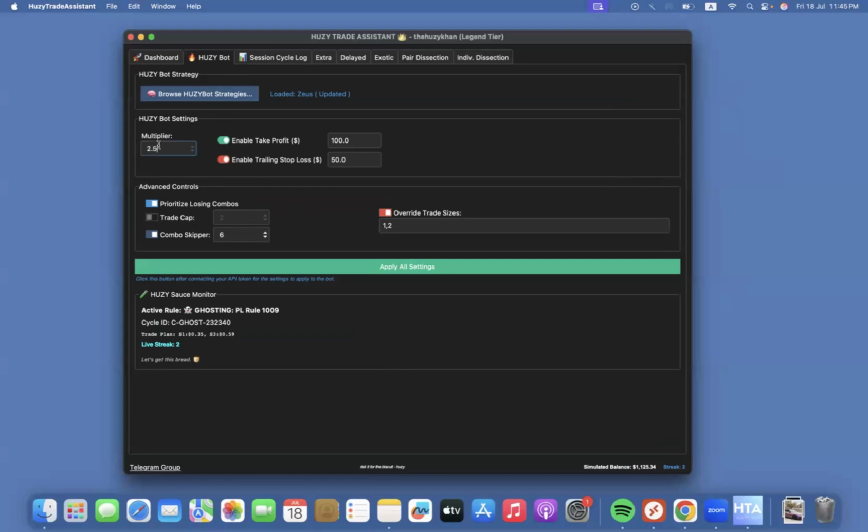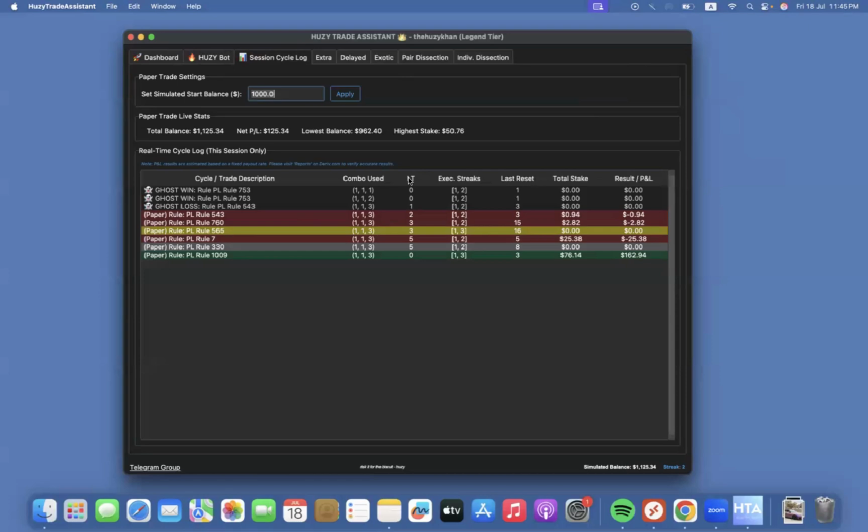Okay, sorry, I changed the multiplier. That wasn't supposed to change. This was supposed to change. So it is going to execute the trade like this. This LT stands for loss tracker, basically tracking the consecutive losses of the combos. So like you can see this one, 113 lost over here.